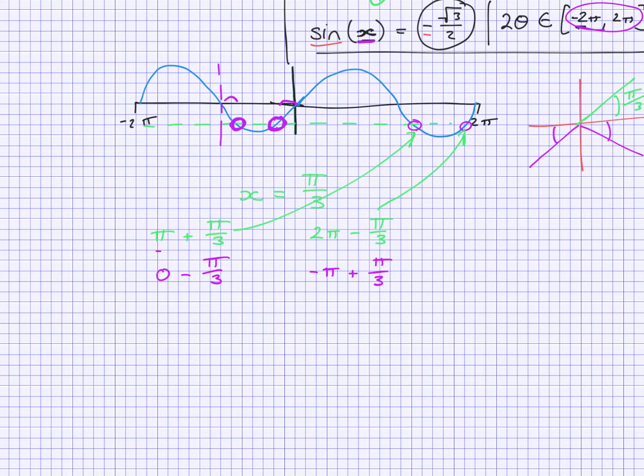So pi plus pi on 3 is 4 pi on 3. 2 pi minus pi on 3 is 5 pi on 3. 0 minus pi on 3 is minus pi on 3. And minus pi plus pi on 3 is minus 2 pi on 3, or 2/3. So 1 pi take away a third of pi is 2/3 of pi, which is a good way of thinking about it. Now, this is what x equals.